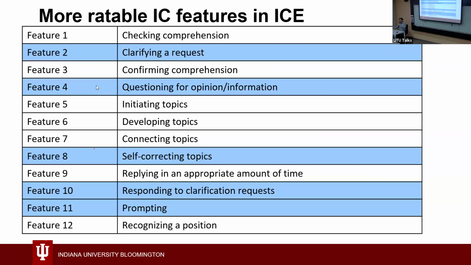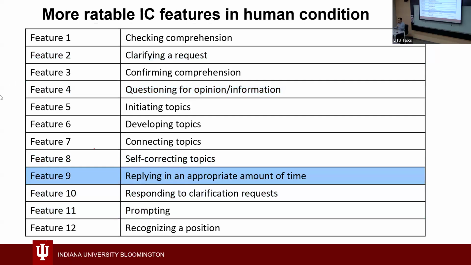And then there are findings, like there were more rateable IC features identified in the IC condition. So here, clarifying requests, questions for opinions, self-correcting, responding to requests, and prompting were more elicited when they interacted with the computer partner than with the human partner. But this finding is kind of predictable, because the computer is engineered or programmed to ask these clarifying questions and questions for opinions. But a human partner, if they understand the positions, doesn't have to, right? So that's why these features are more elicited when they communicate with the machine, but not with the human partner. And then they identified more rateable features in the human condition, like replying in an appropriate amount of time.